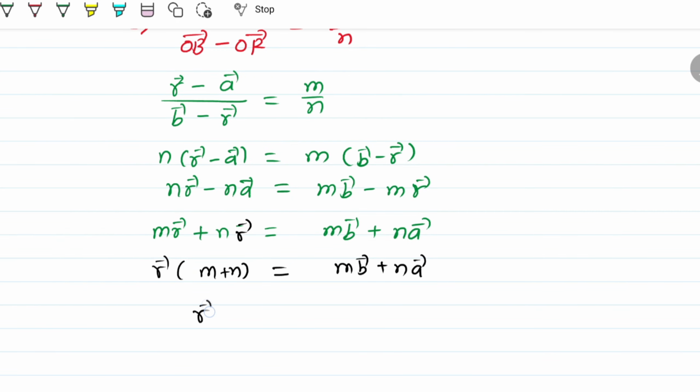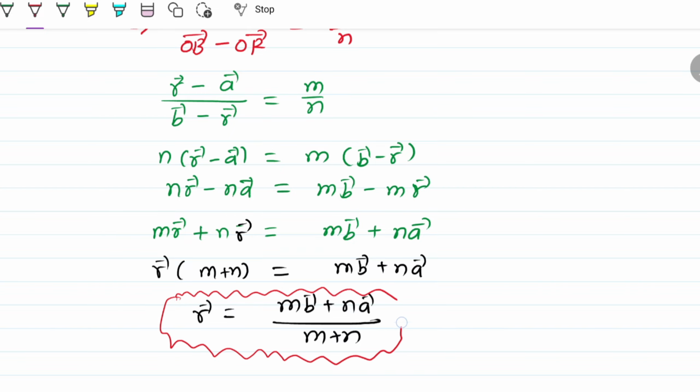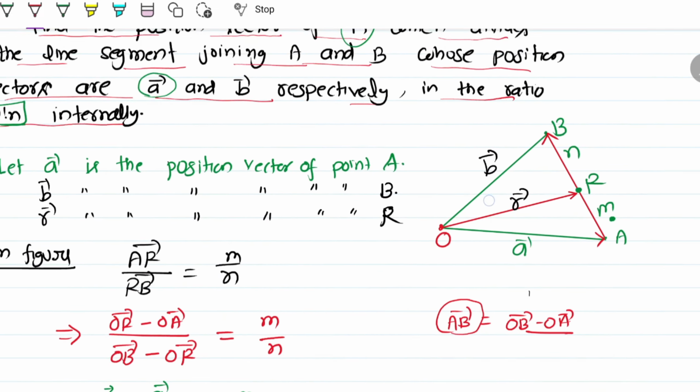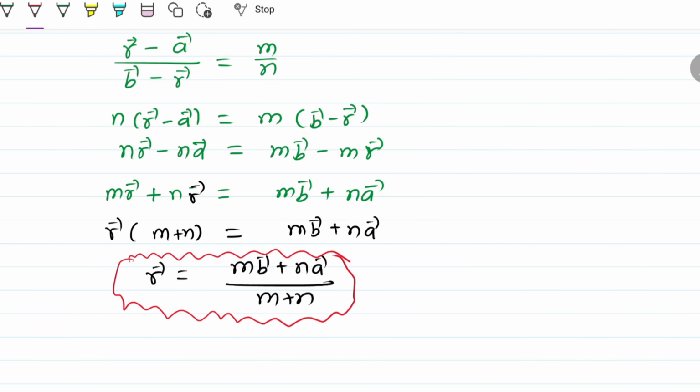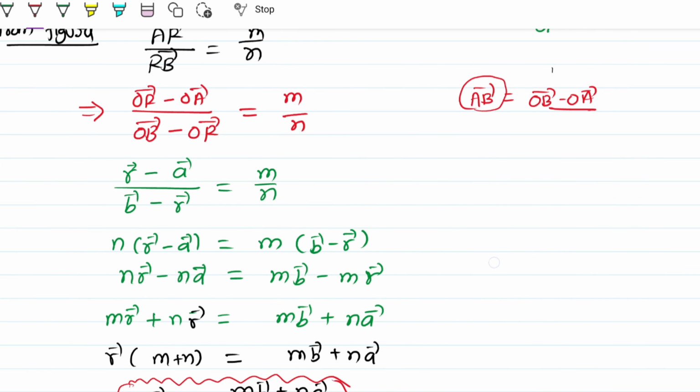So from here, what is the r vector value? The r vector is (m b vector plus n a vector) upon (m plus n), and this is the position vector of R, such that capital R divides the line segment joining A to B in the ratio m is to n. So this is the required formula for internal division. If you want to learn the formula for external division, just let me know in the comment box, and I will make a video on that also.